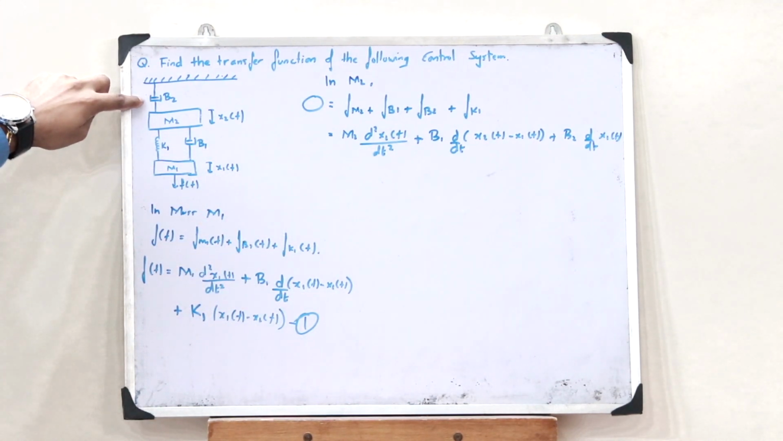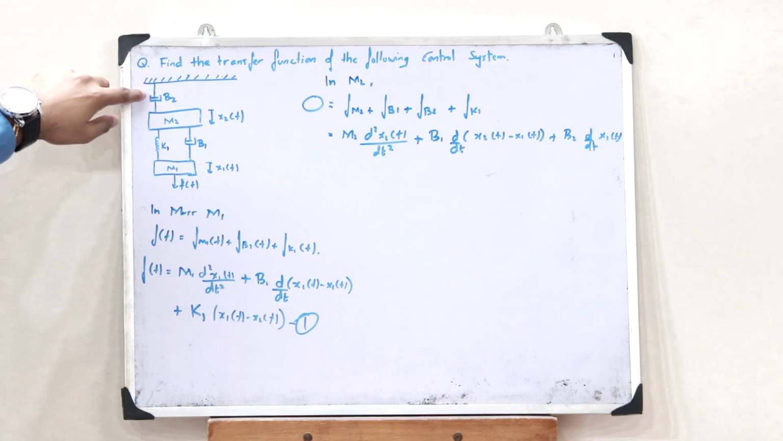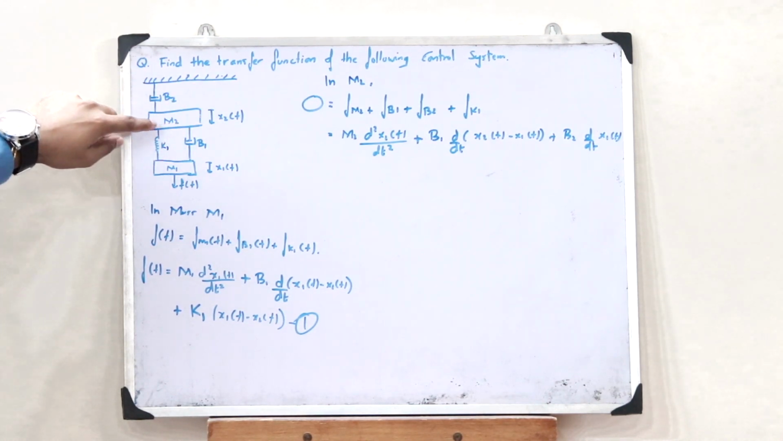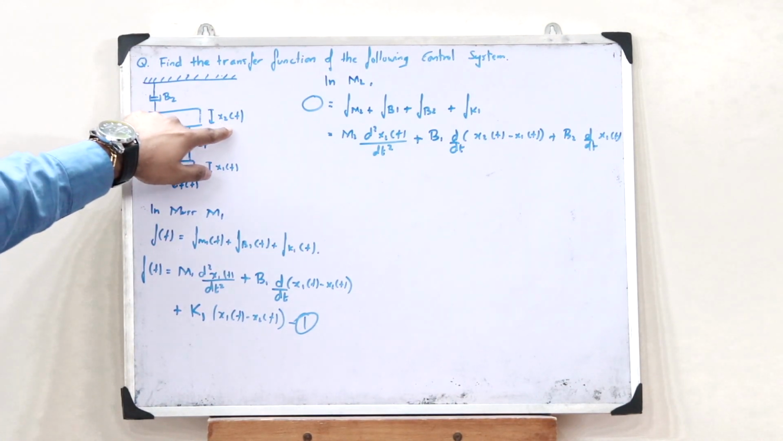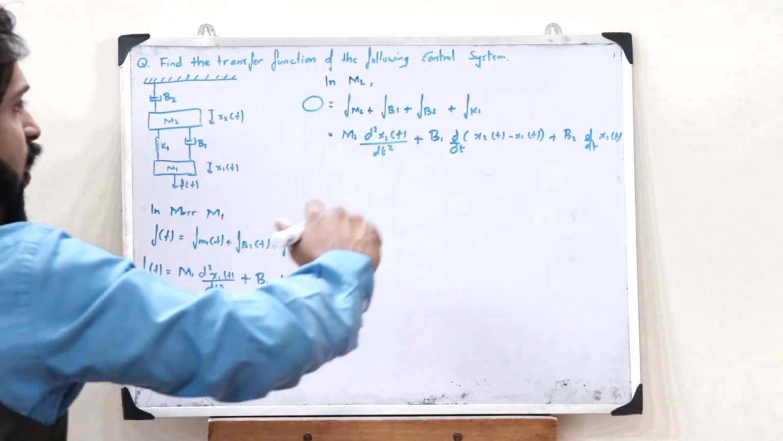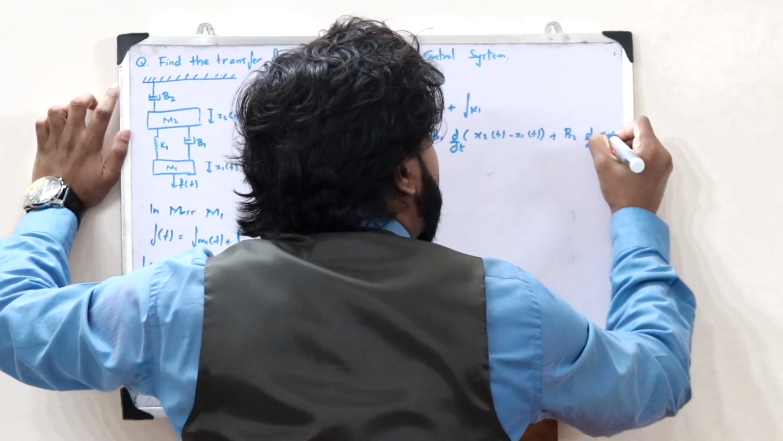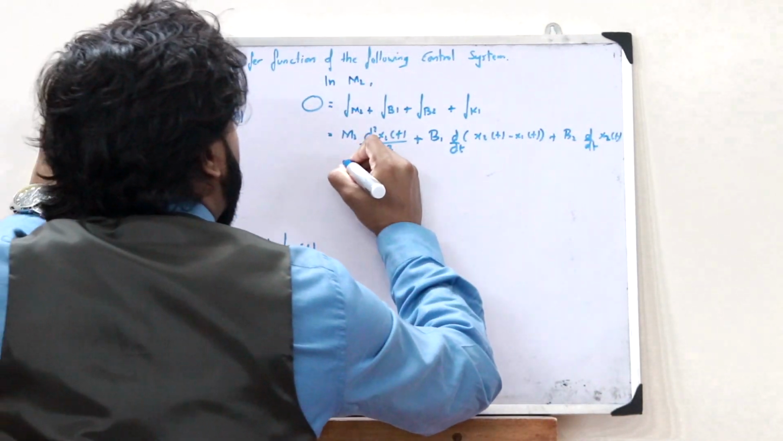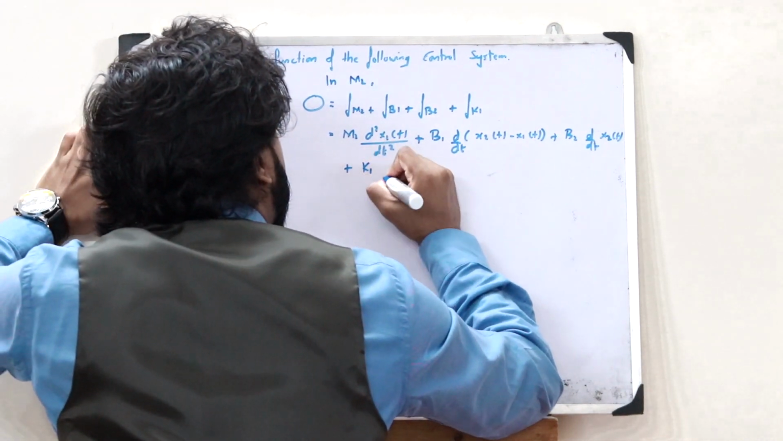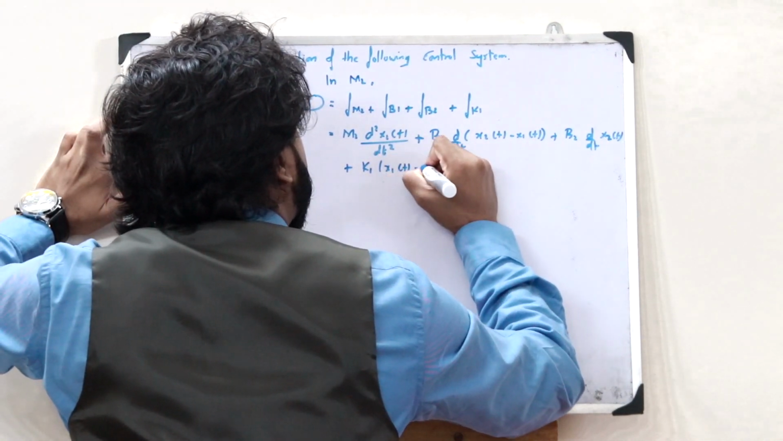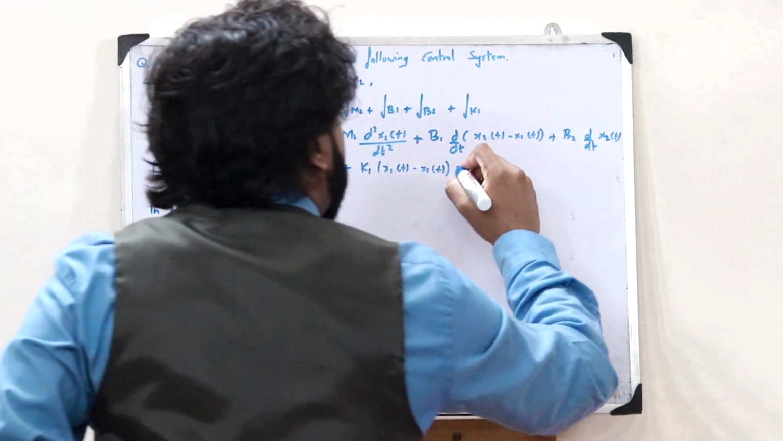But in the case of this particular damper, what we observe is that it is fixed on one of these sides, but only the other side is connected to a particular mass M2, which undergoes a displacement x2 of t. So here all we have to write is b2 into d by dt of x2 of t. And finally we have the case of this particular spring, which is given as K1 into x2 of t minus x1 of t. So now let this be taken as equation number 2.